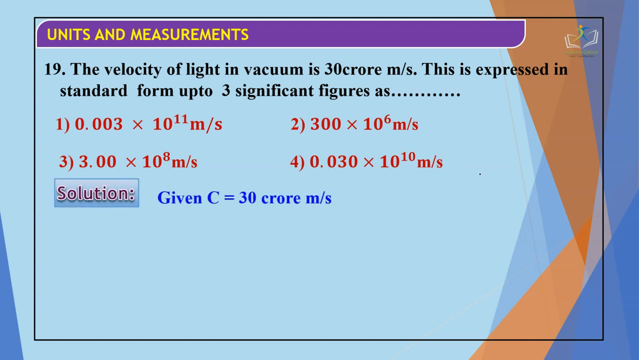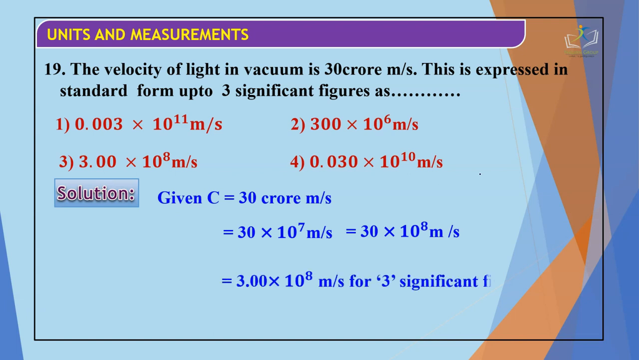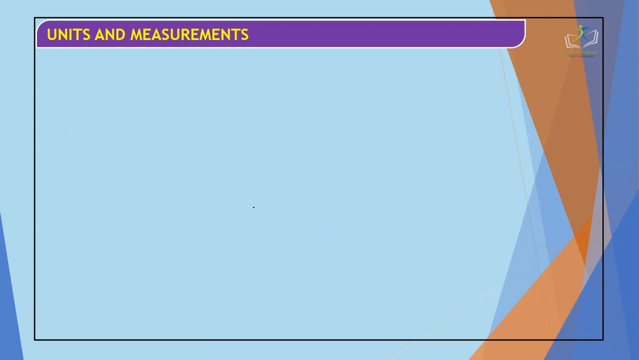So given c is equal to 30 crore meter per second, which is 30 × 10^7 meter per second, we write it as 30 × 10^8 meter per second, or we can write it as 3.00 × 10^8 meter per second for 3 significant figures, because we have to calculate 3 significant figures. So this is the correct answer for that. According to that, the third option is the right answer.